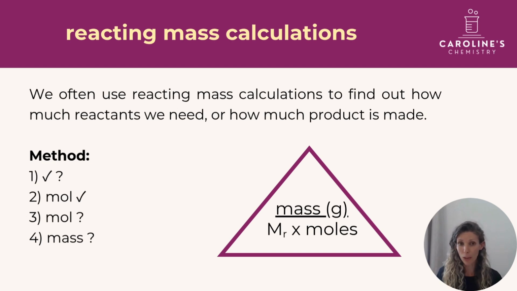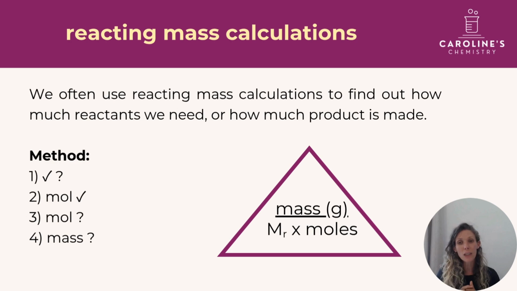So the first step is always to assign a tick and a question mark. And what that means is the tick is something that the question tells you about. So the question might say, we have 10 grams of oxygen. We have 24 grams of magnesium oxide made. So if you know something about one of the substances, that is our tick. The question mark is, what is the question asking us about? Is it how much ammonia is made? Well, then ammonia becomes our question mark. Is it how much oxygen is required? In which case, the oxygen is our question mark.